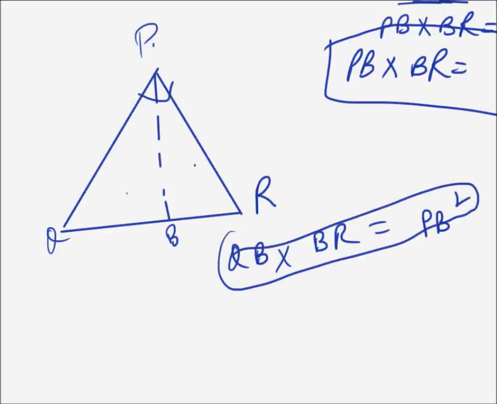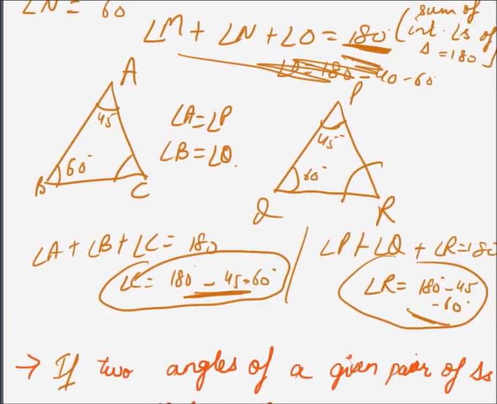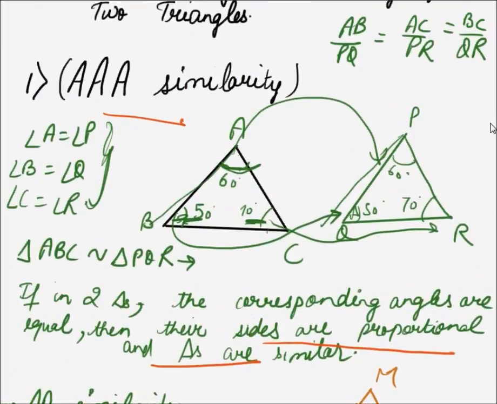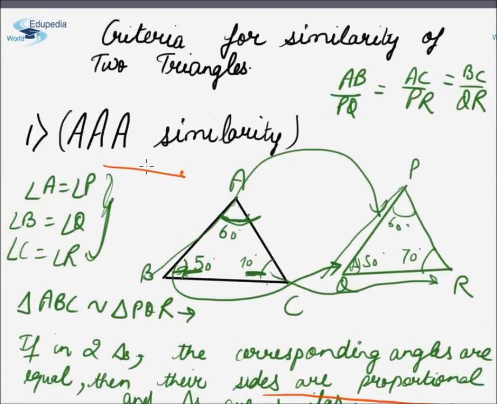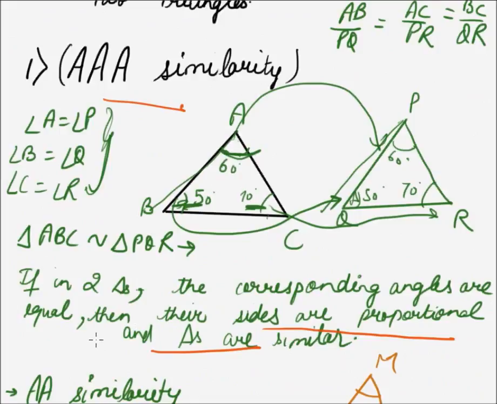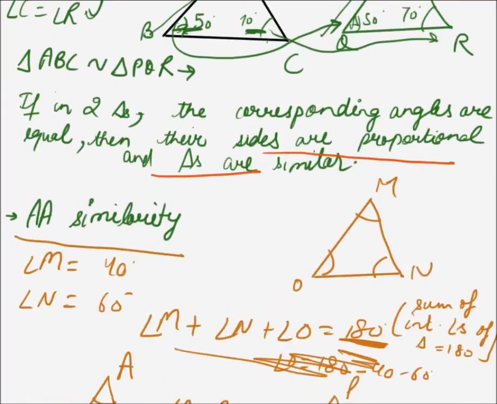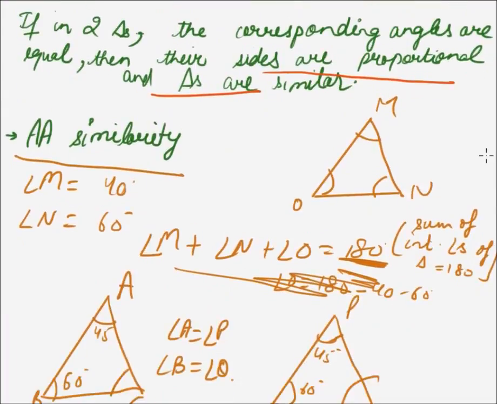So friends, in this video we have learned some criteria of similarity of triangles. First of all, we have learned the AAA similarity criteria, which says if in two triangles the corresponding angles are equal, then their sides are proportional and the triangles will be similar. Then we studied the subpart of this criteria, which used the interior angle sum property of the given triangle. It said that there is no need to check all the three angles. If we can check the two corresponding angles to be equal for the given pair of triangles, then the triangles will be similar. And if the triangles are similar, their corresponding sides will also be proportional.